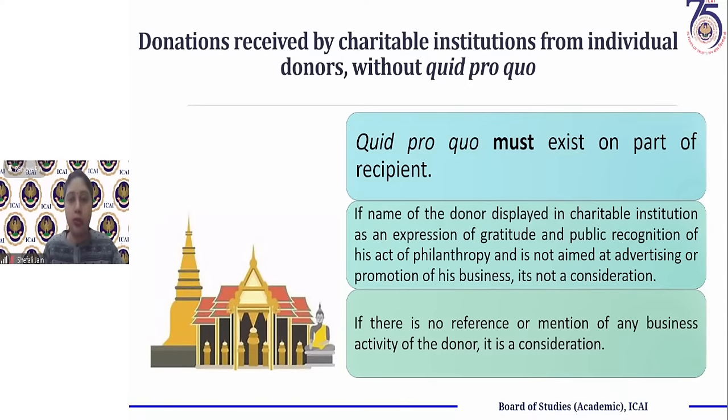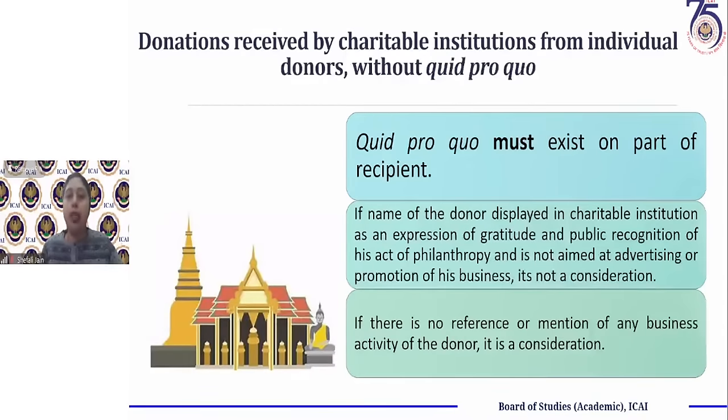I donated 1,000 rupees to a charitable organization, and the charitable organization is the recipient of the donation in this case. Now, if that charitable organization is doing something for me, then it becomes a consideration. But if it is not doing anything for me, then it does not become consideration. It is a donation and that transaction is not a supply.